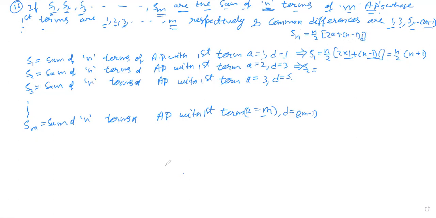Okay. So what we have to prove? We will discuss that also. But first, what is the conclusion? After reading the question completely, first we conclude these things. S2 equals n by 2, 2a, value of a is 2, plus n minus 1 into common difference 3. If you open the bracket, 4 plus 3n minus 3. So n by 2 remains outside the bracket, and 4 plus 3n minus 3 becomes 3n plus 1.